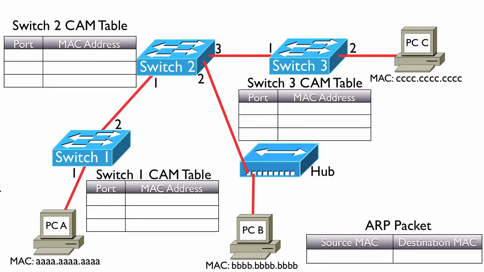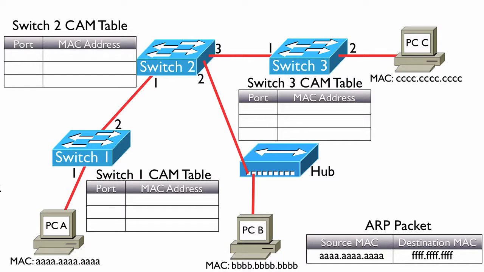So in this ARP packet, we have a source MAC address of all A's, and these would not be MAC addresses that you would find in the real world. I just used all A's, all B's, and all C's just so that we could easily look at a MAC address and identify it so that we could associate it with one of these PCs. Now the destination MAC address, this is the MAC address that you would see in the real world.